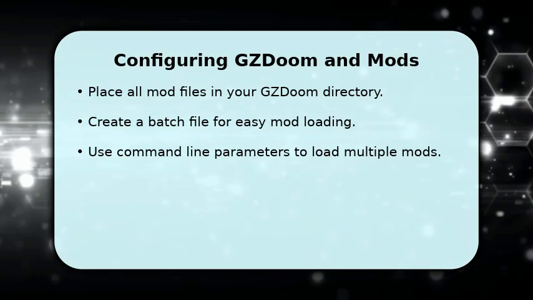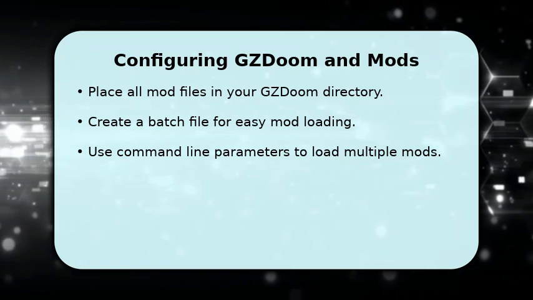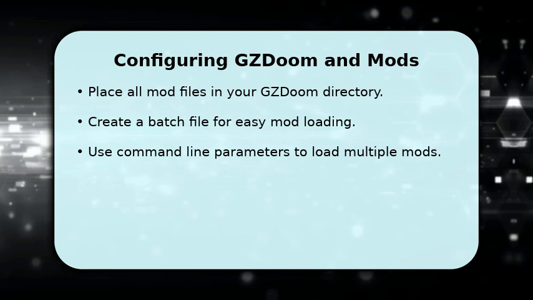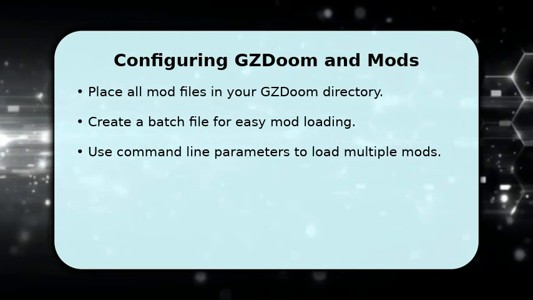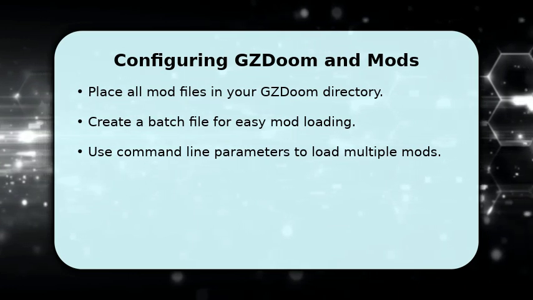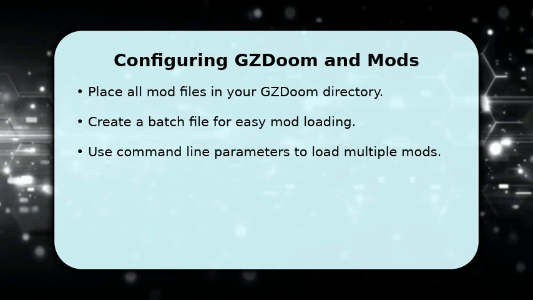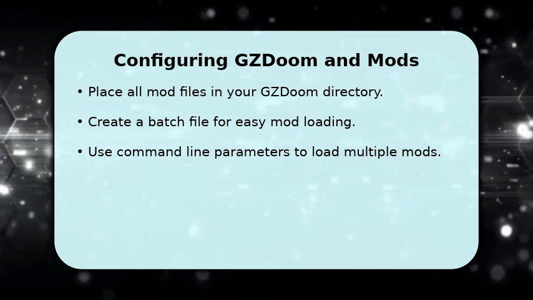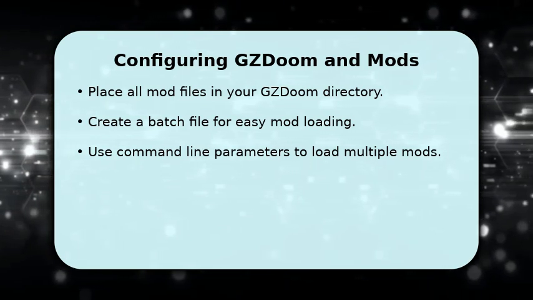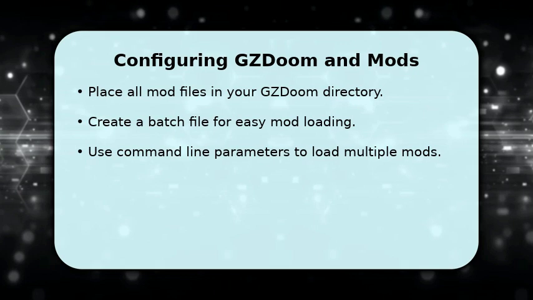Once you have all the files, setting up is straightforward. Place your Brutal Doom PK3 file and any other desired mods directly into your GZ Doom folder. To launch, you can drag and drop the mod file onto the GZ Doom executable. For more complex setups, create a simple batch file. This allows you to specify multiple mods and launch options, ensuring everything loads correctly for your online session.